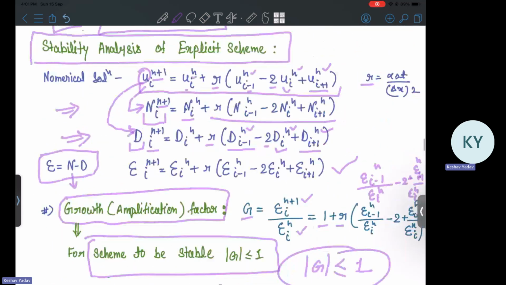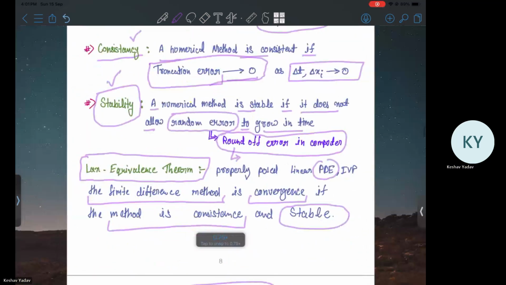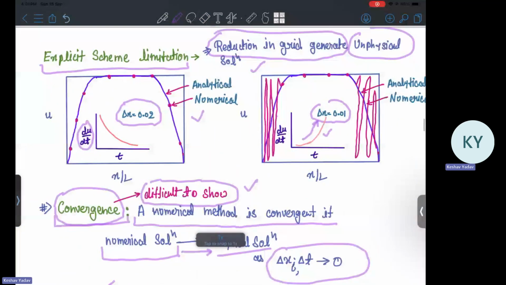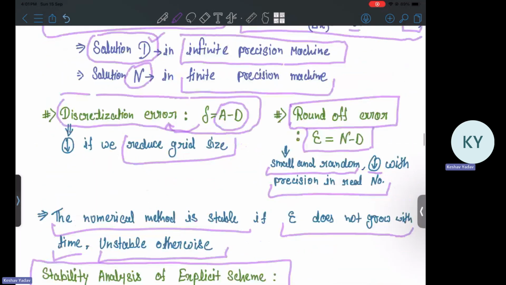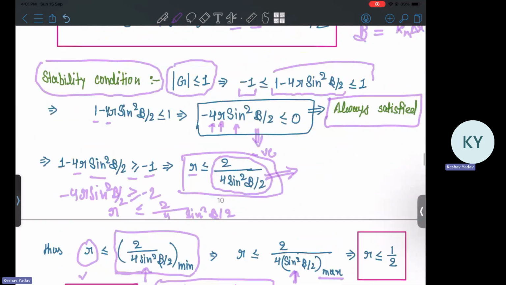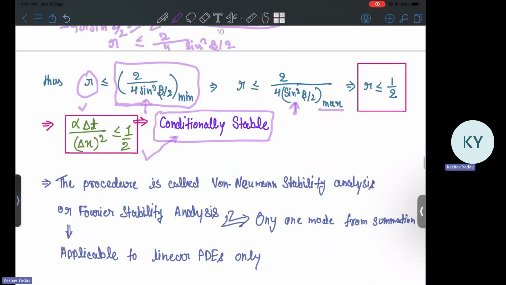So here what we were saying, what we did, we decreased the delta x without bothering about the delta t. So maybe in this case, r by 2 was coming greater than 1 by 2. That leads to the instability in the numerical solution. Okay. So we need to make sure while using the explicit scheme that this r should be less than or equal to 1 by 2. Okay.